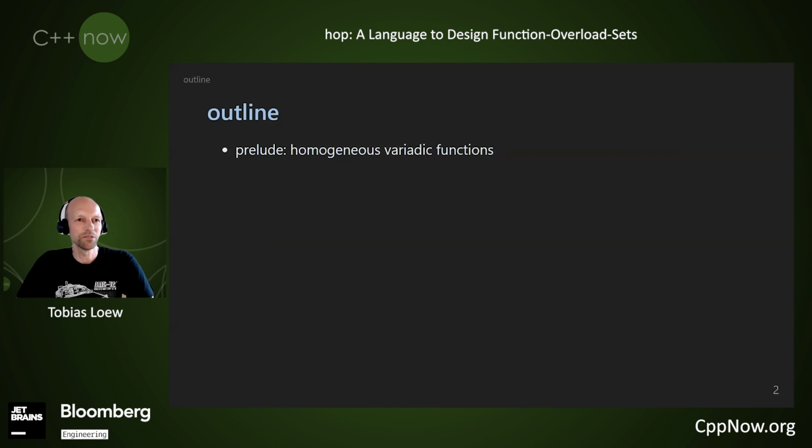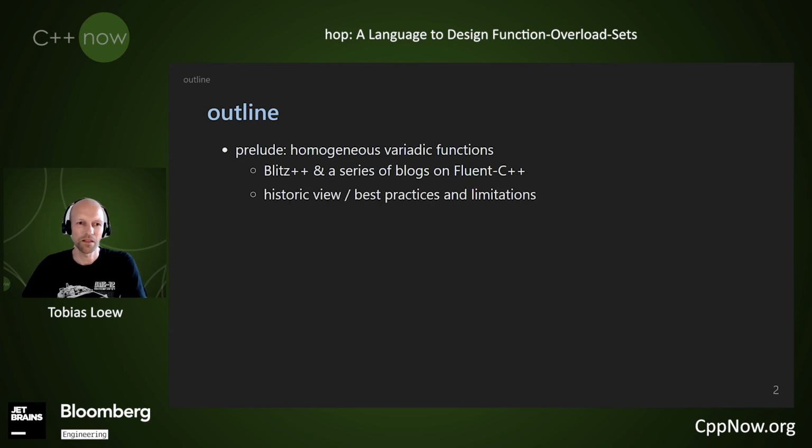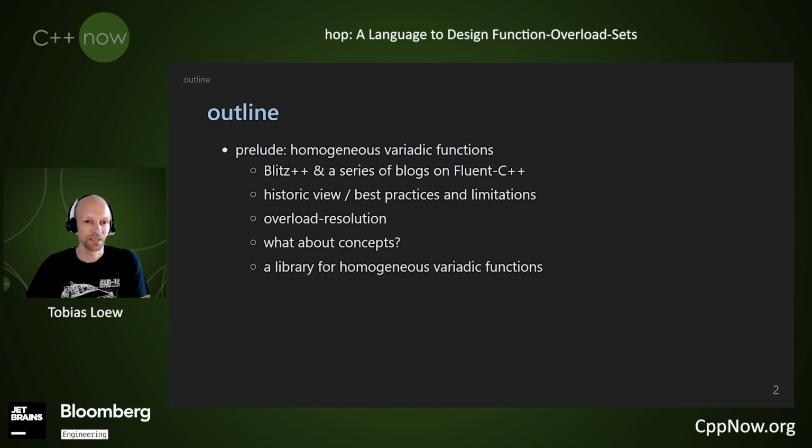Okay, let's go to the outline. First, we give a short prelude on homogeneous variadic functions, how they are used in Blitz and how they were worked on in a series of blogs on Fluent C++. Then we'll look at a historic view and best practices and limitations of those. We take a look at overload resolution of homogeneous variadic functions. We'll check what we can do with concepts. And we will present a small library for really doing homogeneous variadic functions.